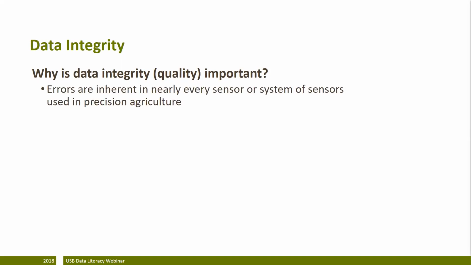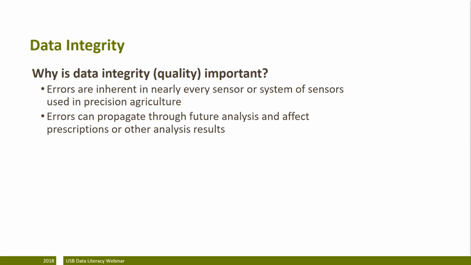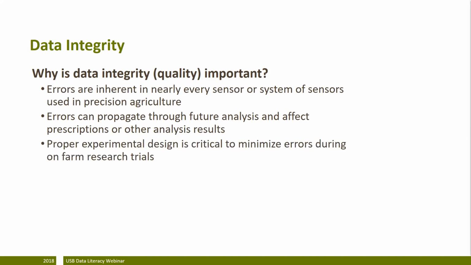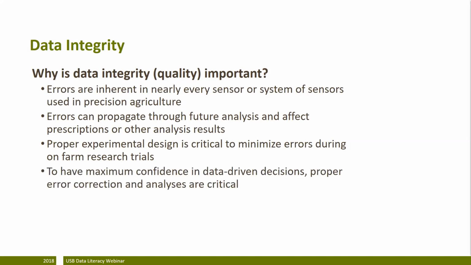Well, first of all, there are errors that are inherent in nearly every sensor or system of sensors that are used in precision agriculture. These errors can propagate through future analysis and affect prescriptions and other analysis results. When we're looking at doing on-farm research, proper experimental design is critical to help minimize errors that can occur during an on-farm research trial. And to have maximum confidence in data-driven decisions, proper error correction and analyses are critical.